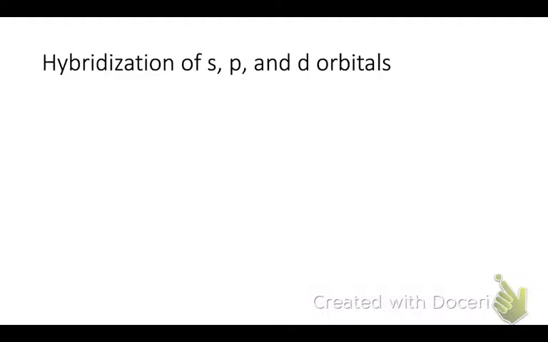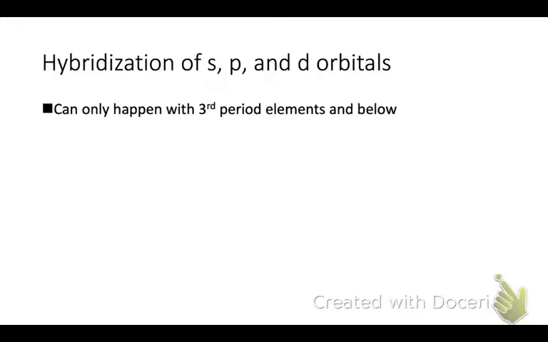Now, sometimes we might need the hybridization of sp and d orbitals. And this can only happen with 3rd period elements, right? This is when I can expand my octet, and I can only expand my octet on the 3rd period elements and beyond, because they have the d orbitals. Here is an example. Sulfur hexafluoride.